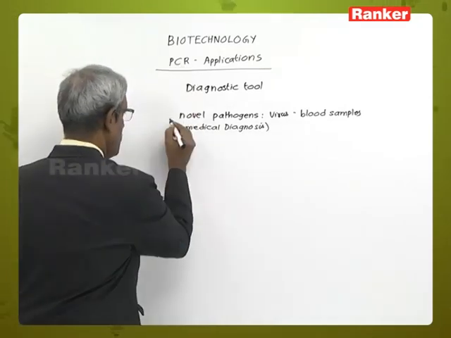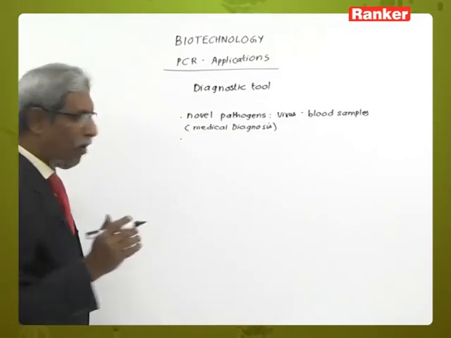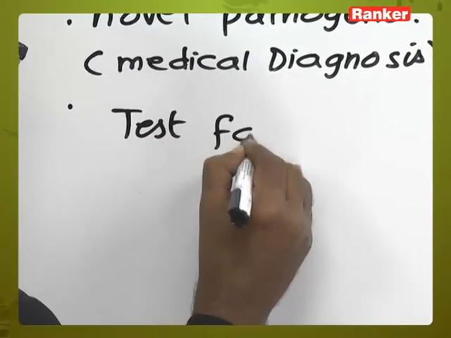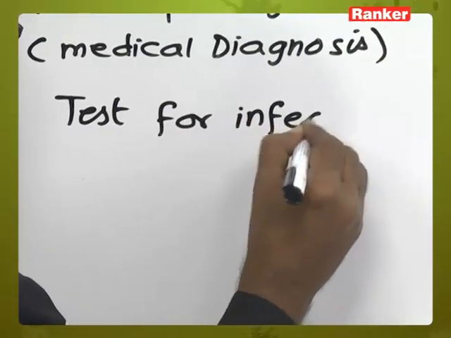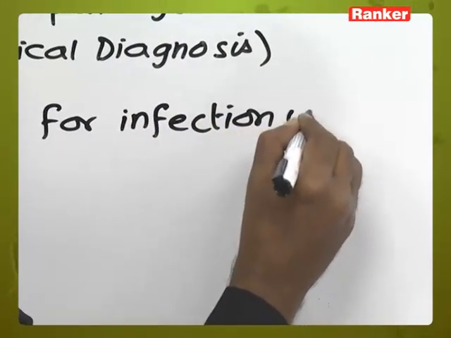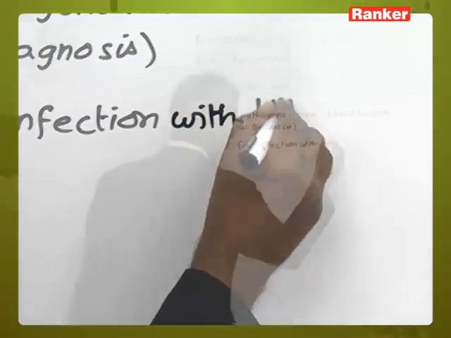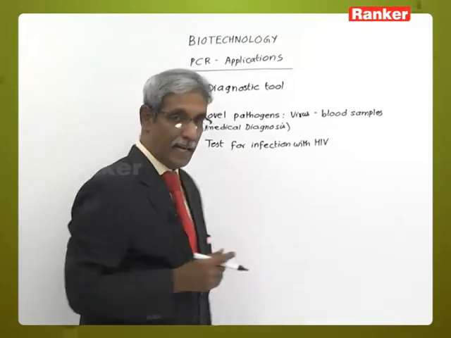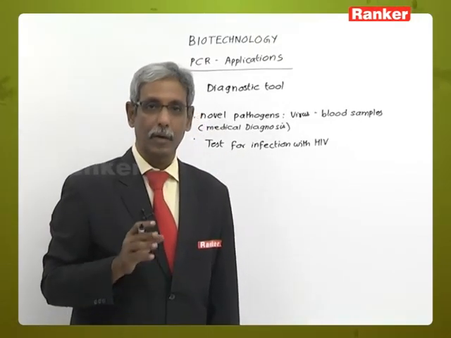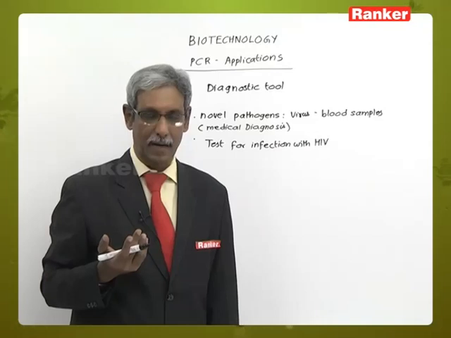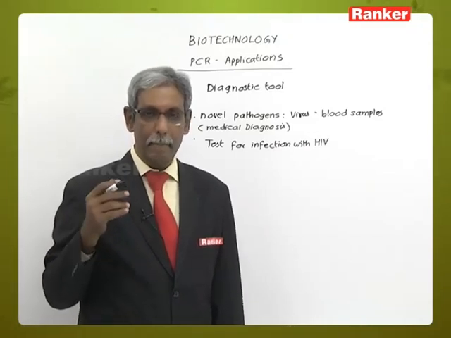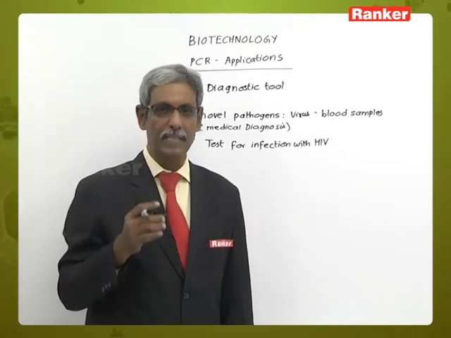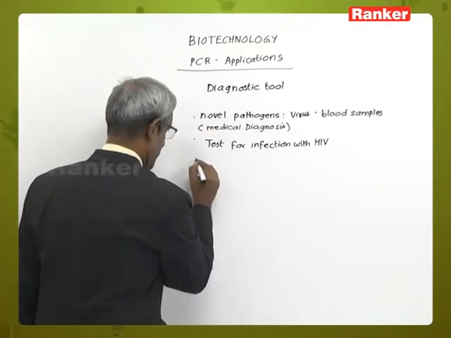And next one is, it is used as a test for infection with HIV. If you take the HIV virus, the easy way to detect early diagnosis of HIV can also be done by using PCR, and it forms a basic research tool in modern biotechnology. It is the first basic tool in modern biotechnology.